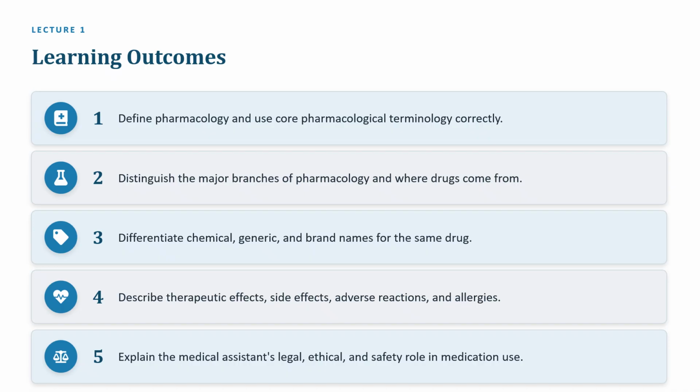As we go through the slides, try to connect each new term back to a real task you will perform in the clinic, such as rooming a patient, updating a medication list, or reinforcing instructions the provider gave. That connection is what turns memorized definitions into safe practices.